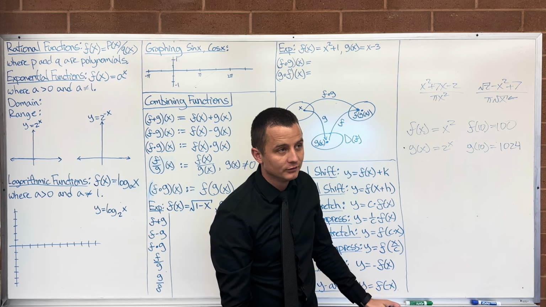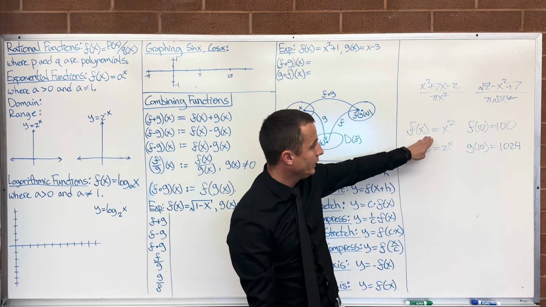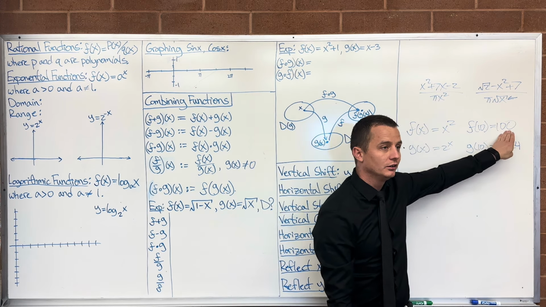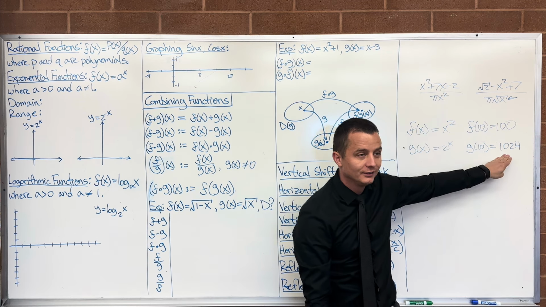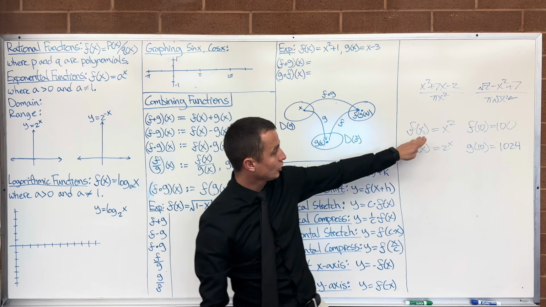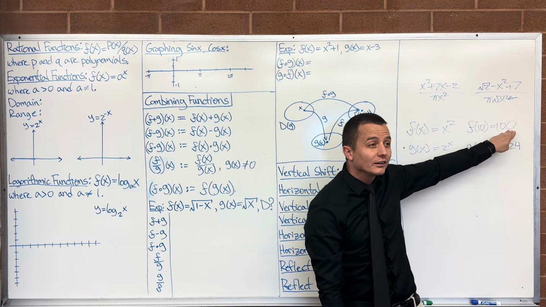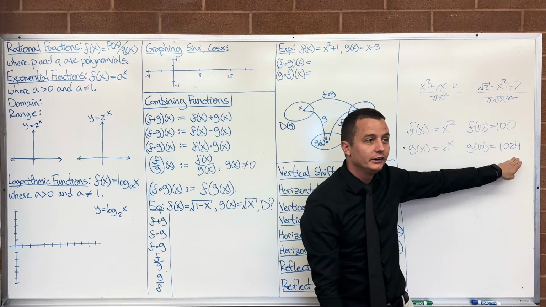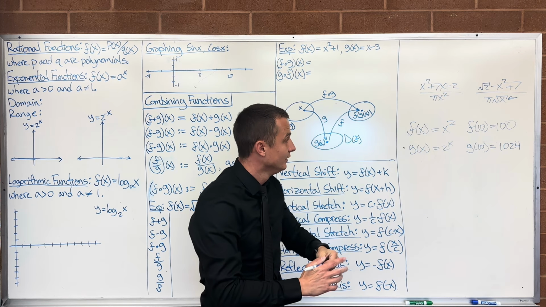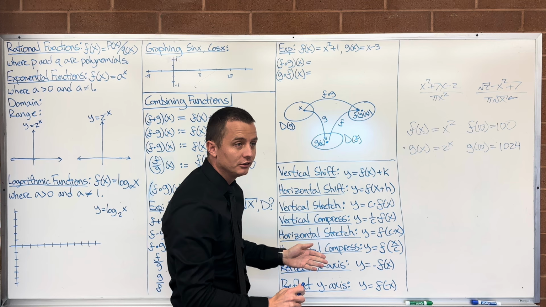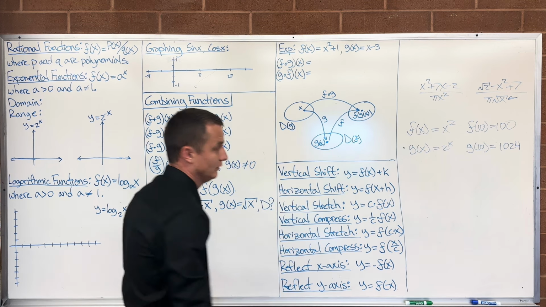You plug in 20 up here, you get 400. You plug in 20 down here, you're getting well over 1,000,000. You plug in 30 up here, you're still under 1,000. You plug in 30 down here, you're now well over 1,000,000,000.